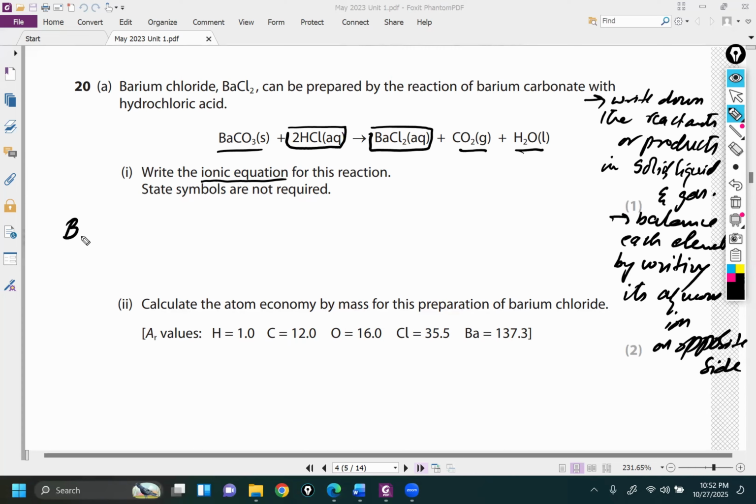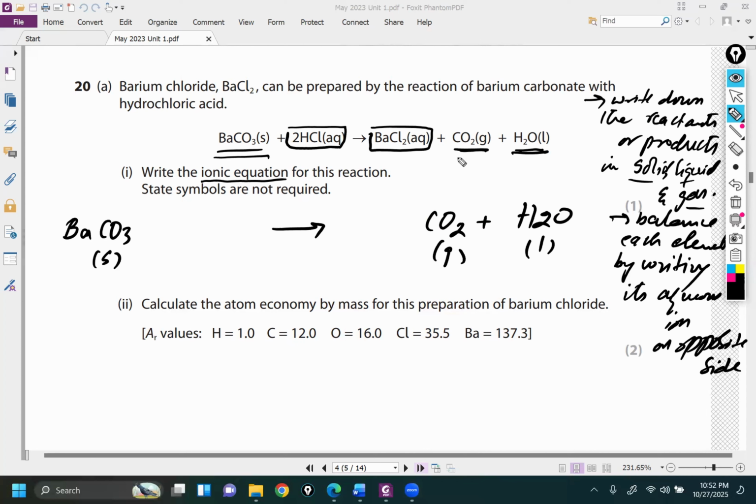Barium carbonate is solid. Then carbon dioxide is gas on the product side and water is pure liquid. As I told you, the solid, liquid and gas, the products we write on the product side and the reactants we write on the reactant side. We ignore this. Why? They are aqueous compounds. My dear students, again, to write an ionic equation, only write down the gaseous, liquid, and solid reactants and products. Now you will balance the elements by writing their aqueous ions on the opposite side.